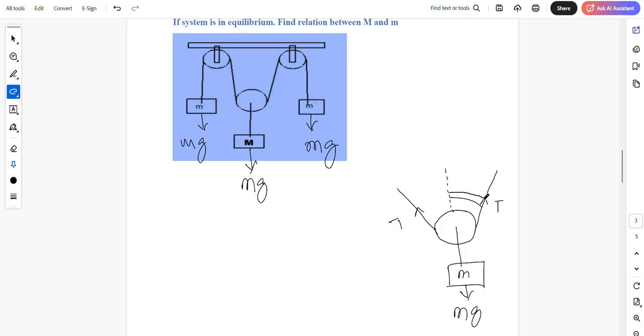This angle is theta. Now draw a horizontal line. Resolve these two forces. That is, this will be what? T sin theta. This will be T cos theta.